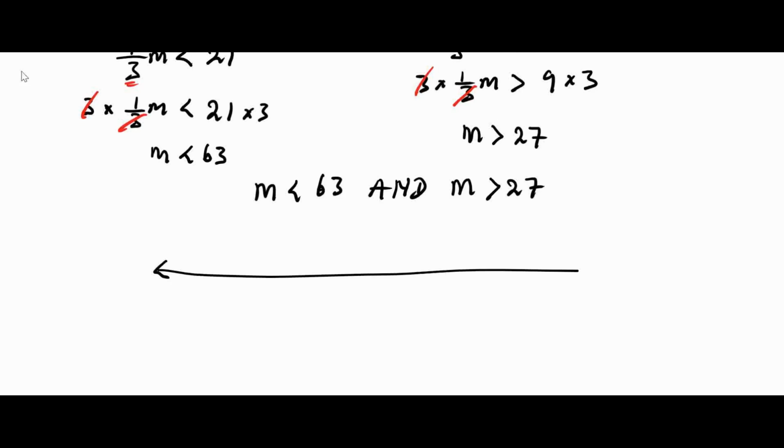So here's the number line, it's continuous on both sides. So if this is 27, then this will be 63. And because it's just less than, not less than or equal to, we can simply use an open circle. So this is an open circle, and it says m is greater than 27. So you draw it in this direction. And over here, m is less than 63. Open circle, and you draw it in this direction. So this is the graph of this question. I hope it makes some sense.